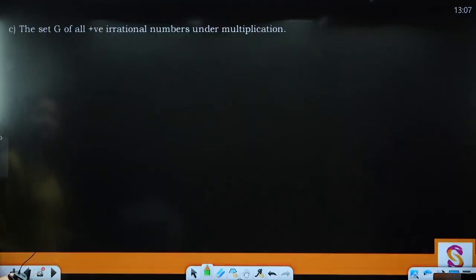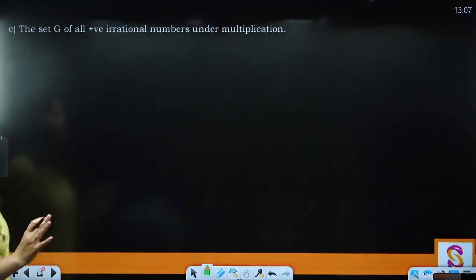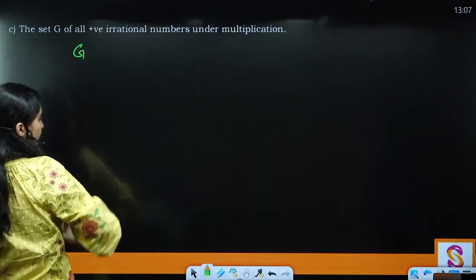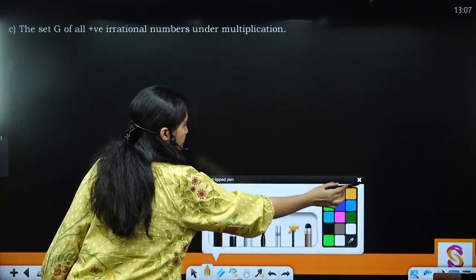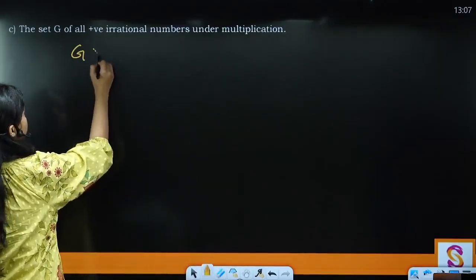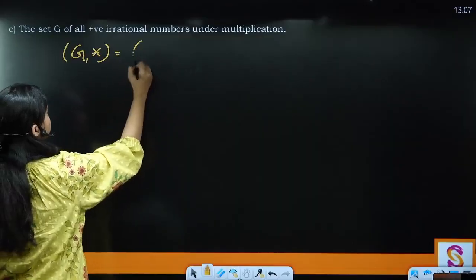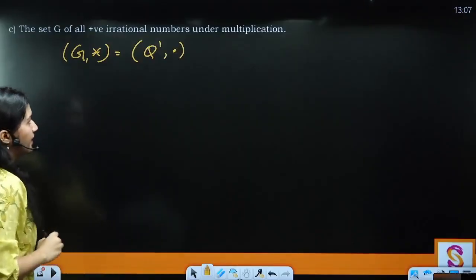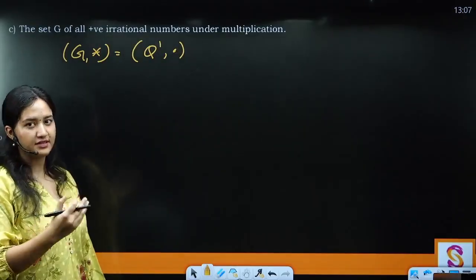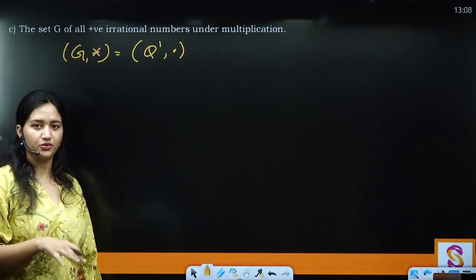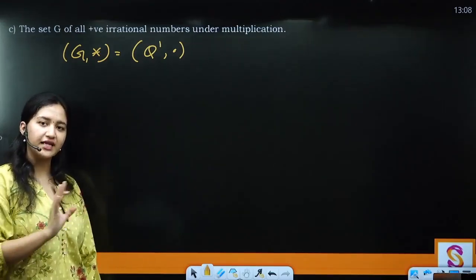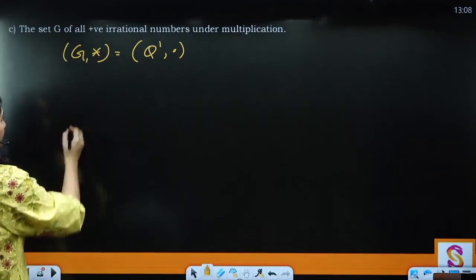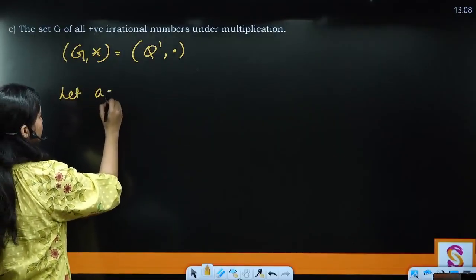chalo, moving on, we have the set of all positive irrational numbers under multiplication. अब क्या चेक करना है आपको? G is there, G star has been defined to us as irrational numbers with multiplication. अब जब भी you feel that a certain group or a certain set is not going to form a group, you look for examples with which you can fail any one of the properties, right? First thing I can think of is let a equals root 2.